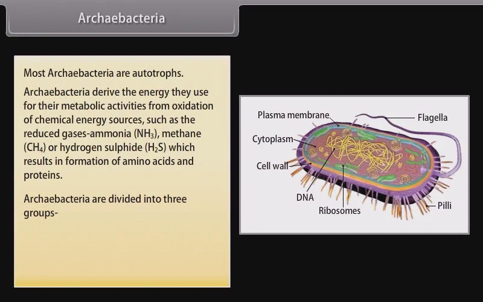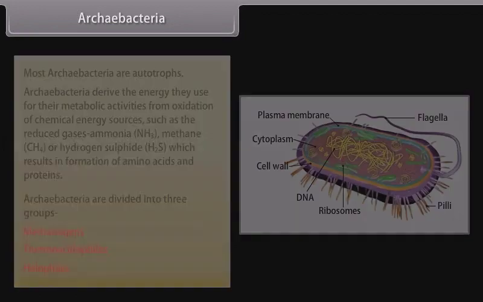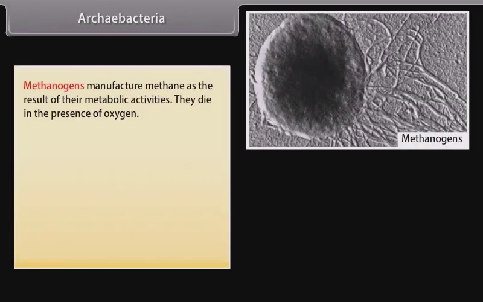Archaebacteria are divided into three groups: methanogens, thermoacidophiles, halophiles. Methanogens manufacture methane as the result of their metabolic activities. Methanogens die in the presence of oxygen.